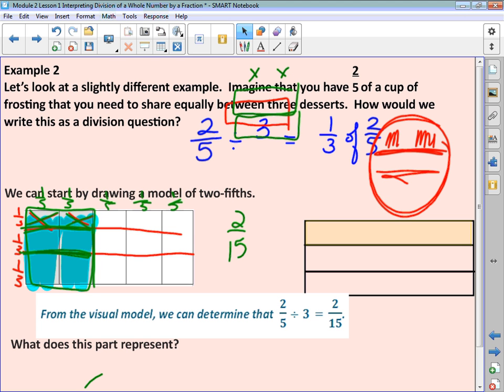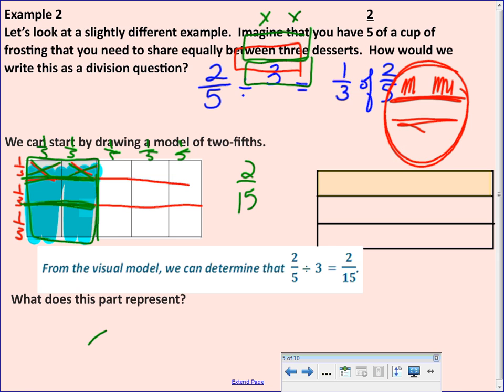Ready to try another one? This is why I think colored pencils would be helpful. And to get full credit for your homework, you have to be drawing these pictures. I need to see the visual models for you to get full credit for your homework.